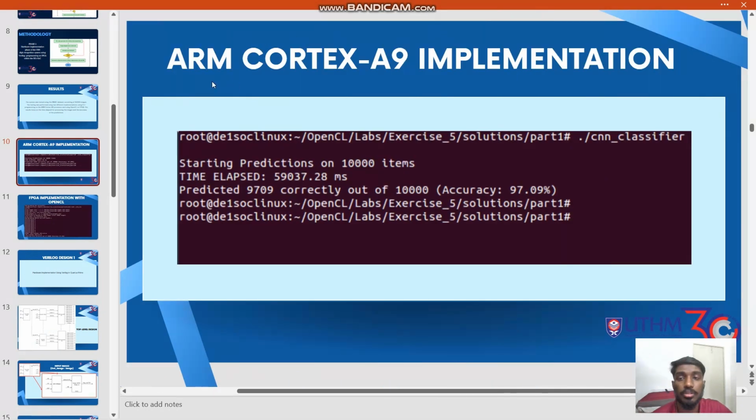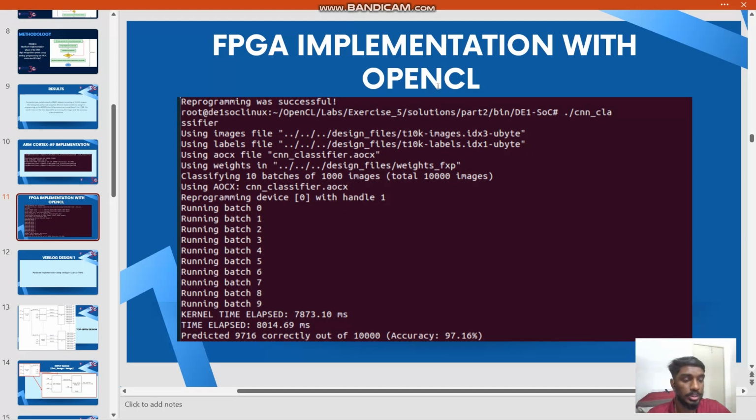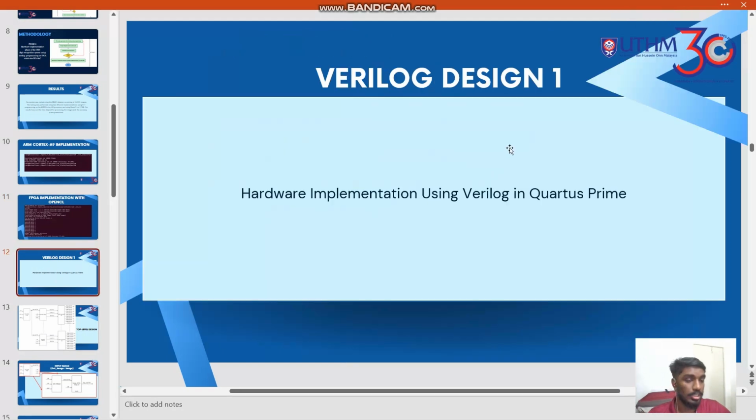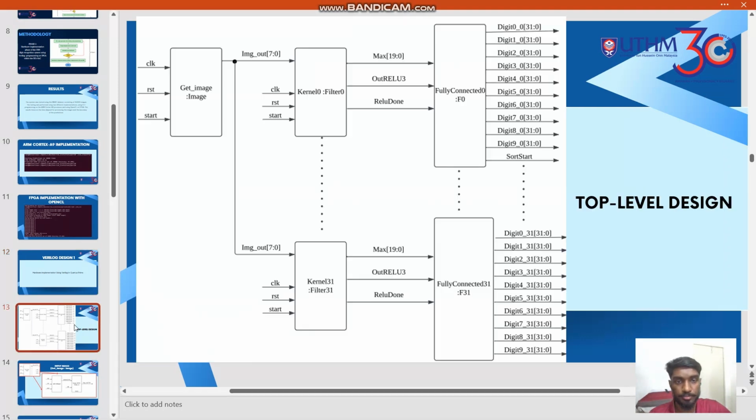This is the result for the ARM Cortex-A9 implementation using C++ programming. The time taken is 59 seconds for the 10,000 image detection. This is using the OpenGL hardware implementation. The time taken for 10,000 image detection is 8 seconds. So let's go to Verilog design 1. Verilog design 1 is primarily for speed, and because of that the logic is more.